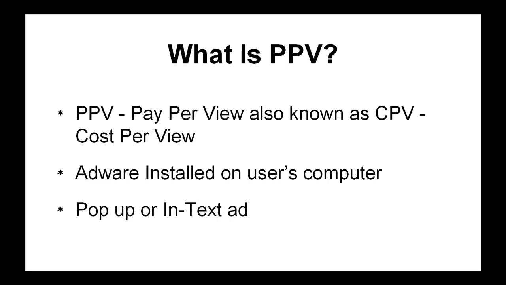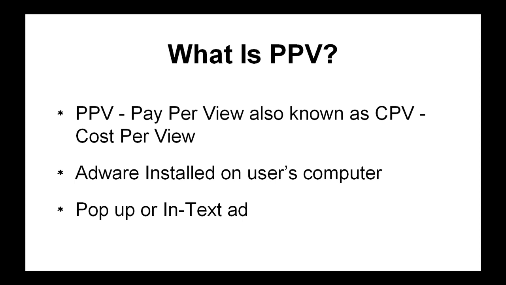First, what is PPV and what does it stand for? PPV stands for pay per view, and that means you pay per view, not per click. PPV is also known as CPV, which stands for cost per view. Basically, PPV works like this. The user installs a program that allows the PPV network to serve ads on their computer, and that's called adware. For example, let's say the user downloaded a screensaver, game, or smileys, so he agrees to their terms and conditions where they say that they will serve pop-up or in-text ads.